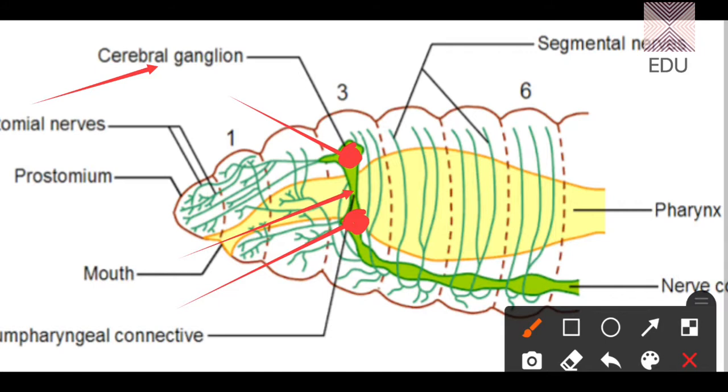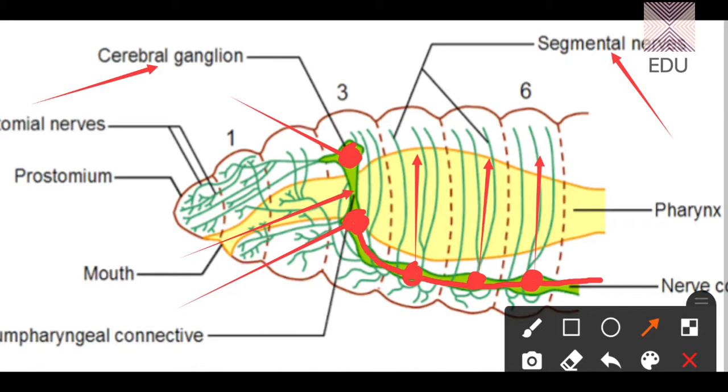From this particular subpharyngeal ganglion, this ventral nerve cord arises, and it goes posteriorly, and in each segment it contains a segmental ganglion. From this segmental ganglion we have the segmental nerves arising, which go into the particular segment for their control. So this is the lateral diagram of the nervous system. Now that was about the central nervous system.